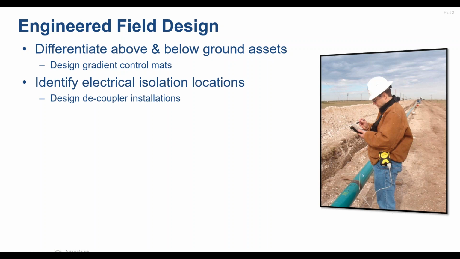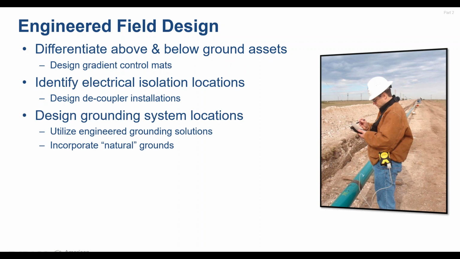We can also identify electrical isolation locations. Our electrical isolation locations are something that sometimes are where you expect them to be. Many times they're where you don't expect them to be. Many times they're not where they should be. So all of those things become critical to the engineered field design, because where we find those electrical isolation locations, we have to design specifically for those using decouplers.